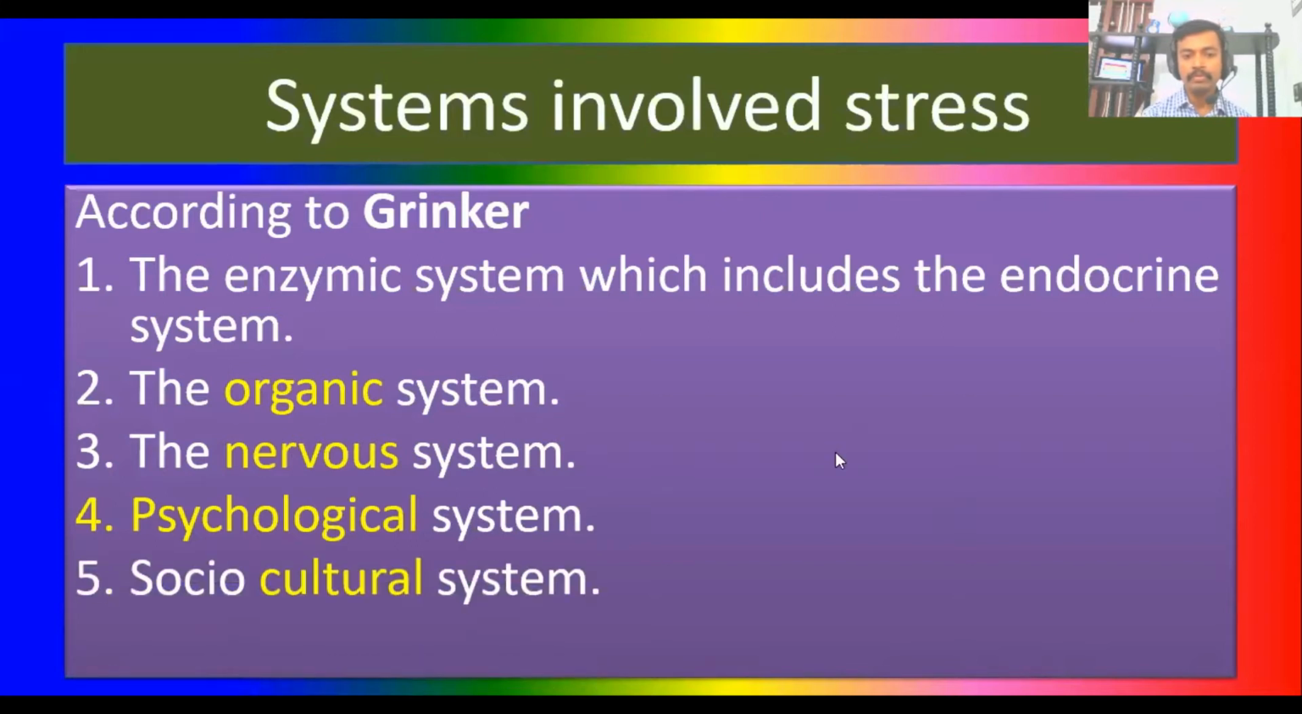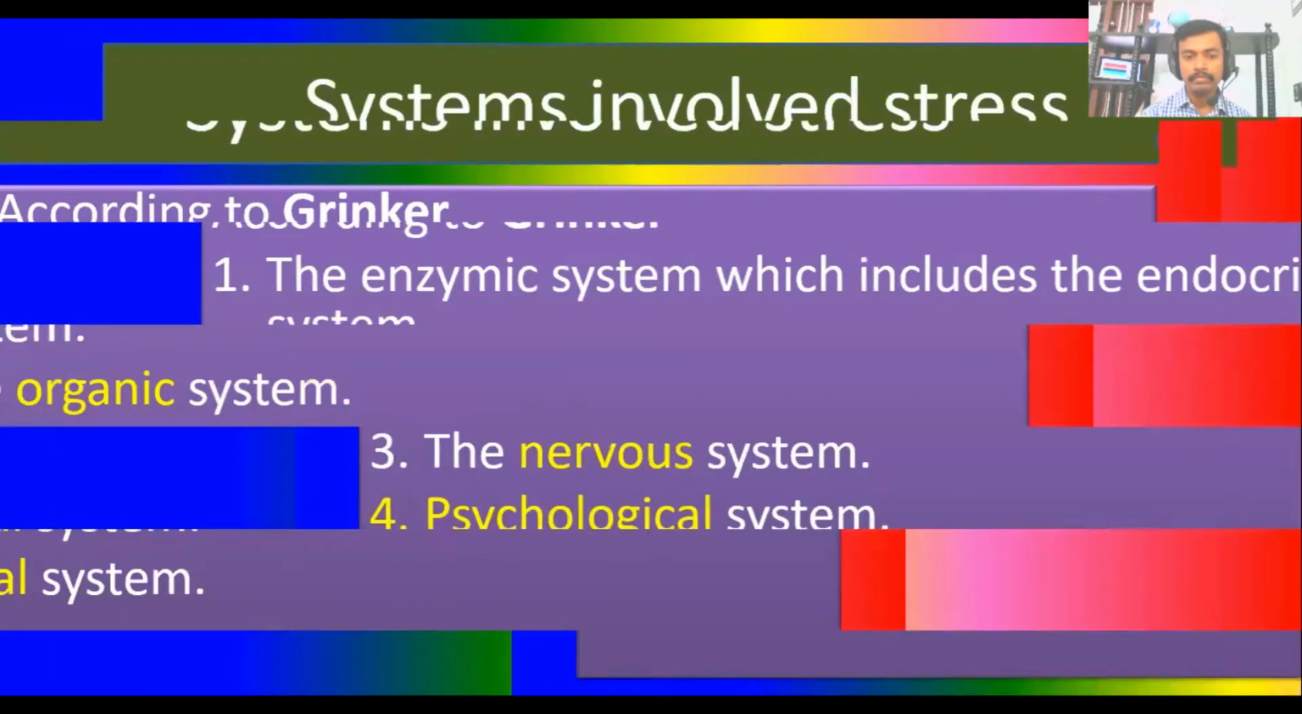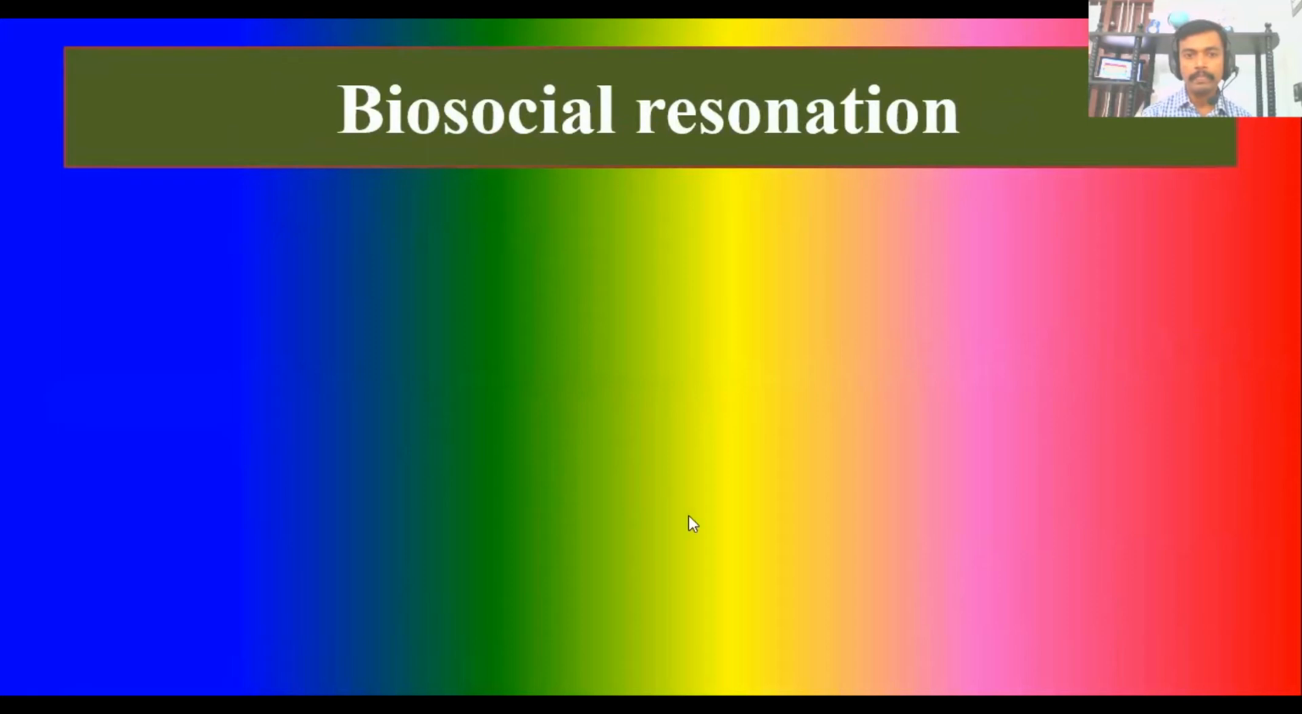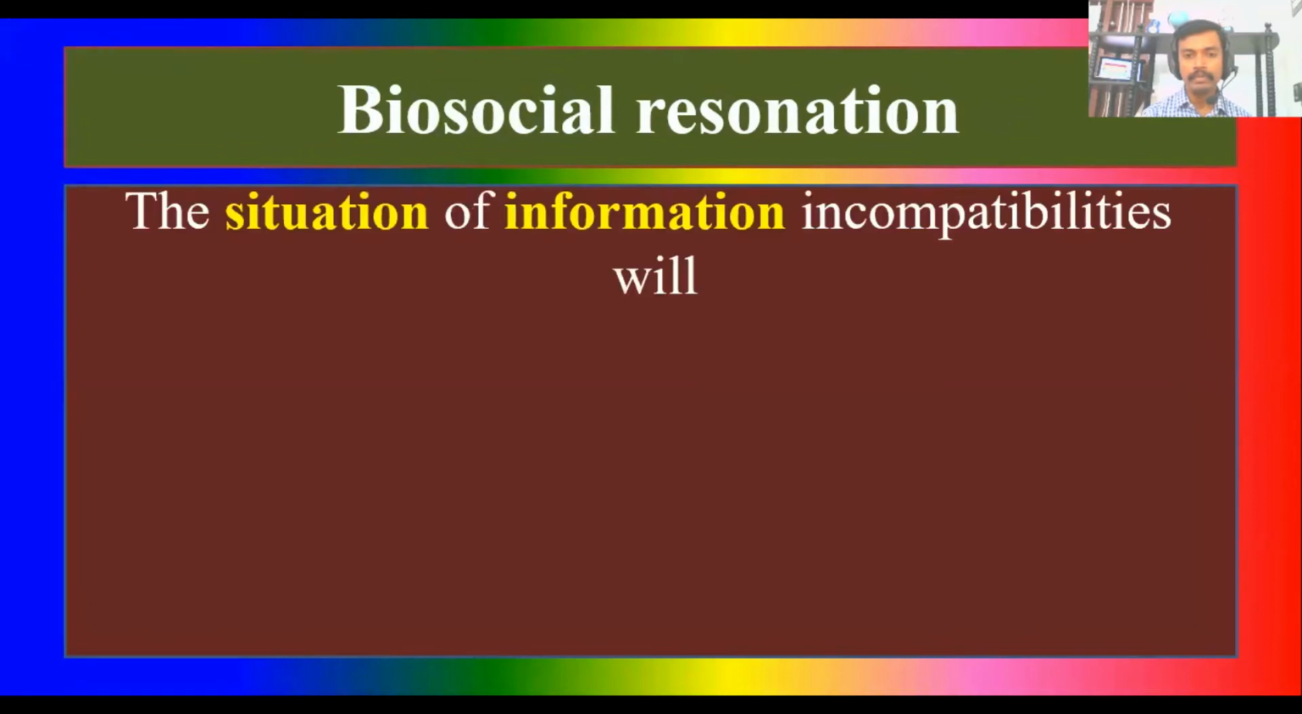The fifth one, the socio-cultural system, which means how a person behaves in society, which is always determined by material and non-material cultural factors. Next, biosocial resonation. What do you think? Bio means living, biology. Socio means interaction, social. Resonance means stimulation.